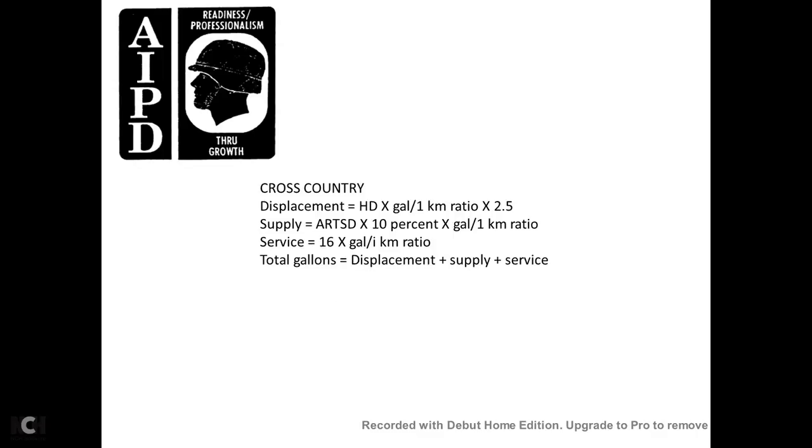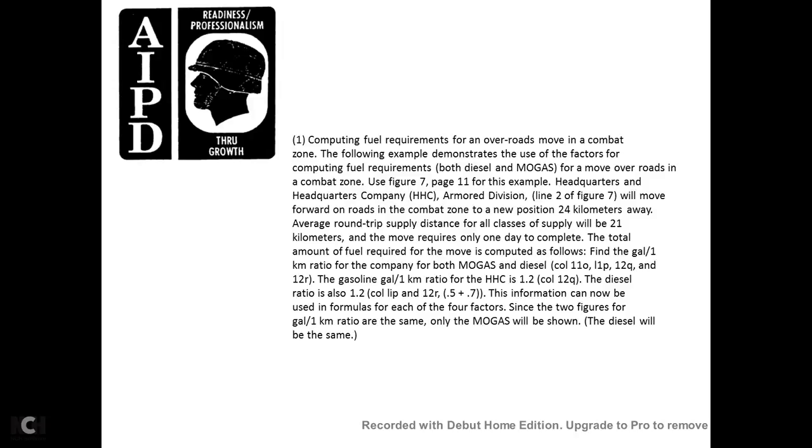Cross-country displacement: HD times the gallon-per-kilometer ratio of 2.5. Supply: RTSD times 10% times the gasoline-per-kilometer ratio. Service: 16 times the gallons-per-kilometer ratio. Total gallons equals displacement plus service plus supply.